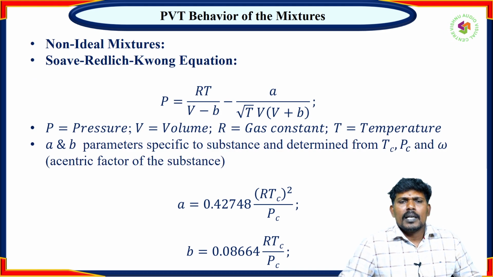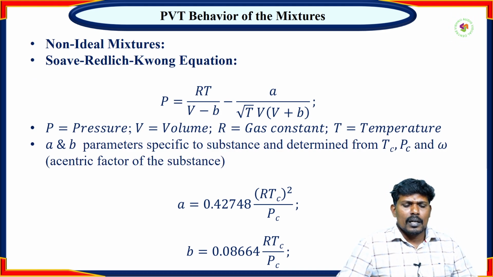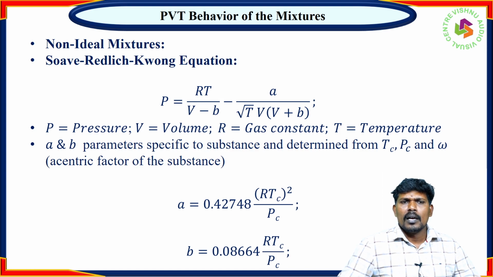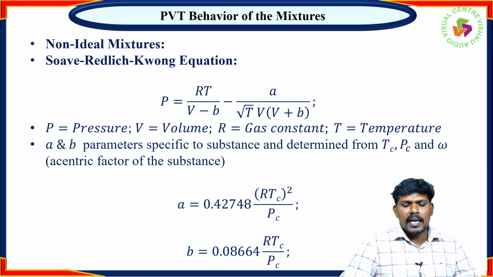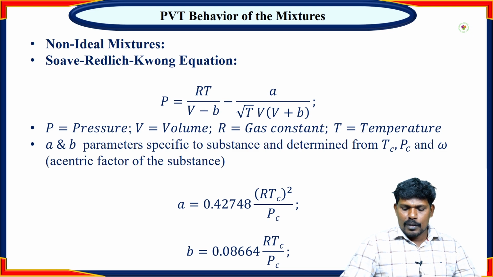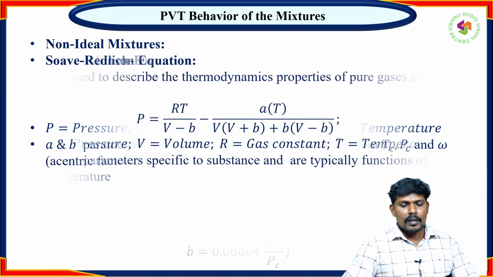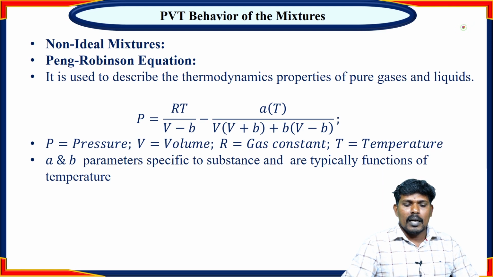Next one is the non-ideal mixtures. The Soave-Redlich-Kwong equation is helpful to determine the basic thermodynamic properties of non-ideal mixtures. We have seen this expression already, that is P is equal to RT by V minus B, minus A by under root T into V plus B. And next is another expression for non-ideal mixtures, the Peng-Robinson equation. This we have also already seen.